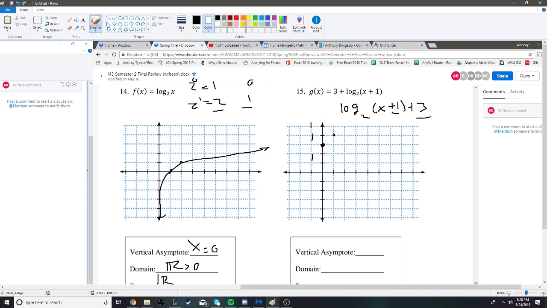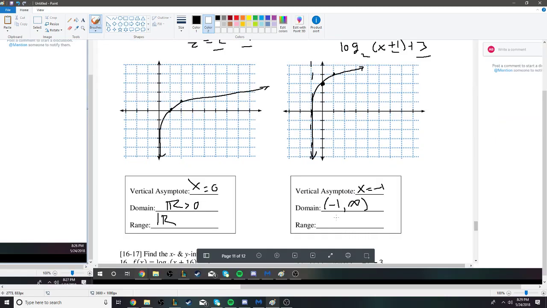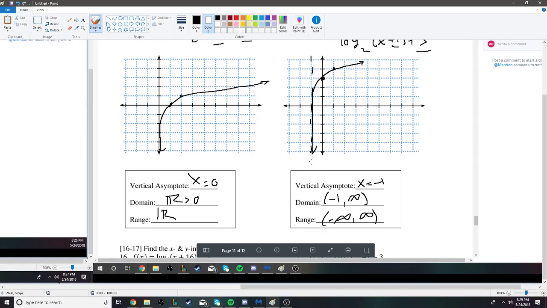Our vertical asymptote also shifts left 1. Looks something like that. x equals negative 1 is the vertical asymptote. Domain is from negative 1 to infinity. I just wanted to write it a different way. And our range is from negative infinity to positive infinity. Just wanted you guys to be able to see them in both ways.